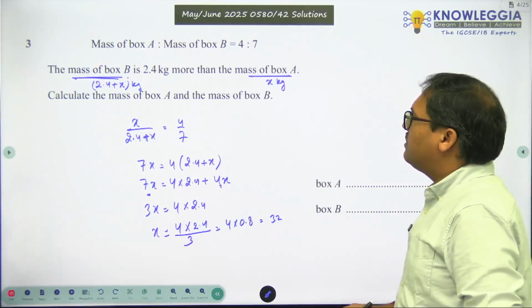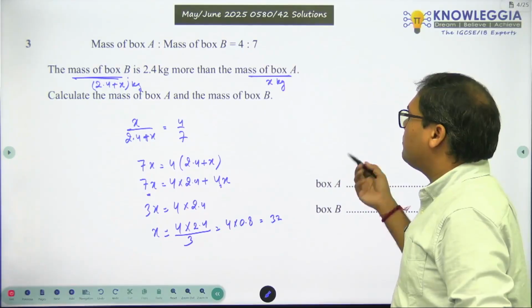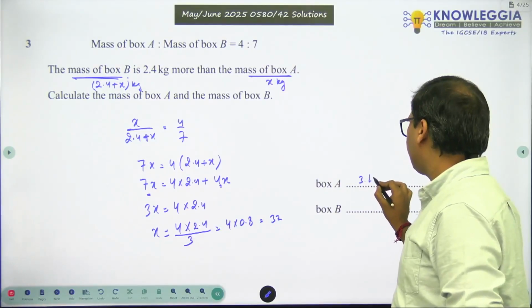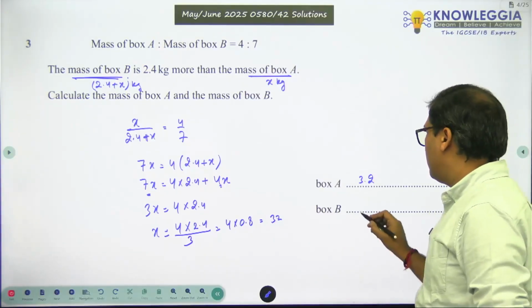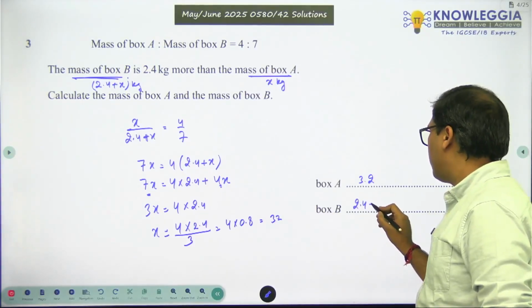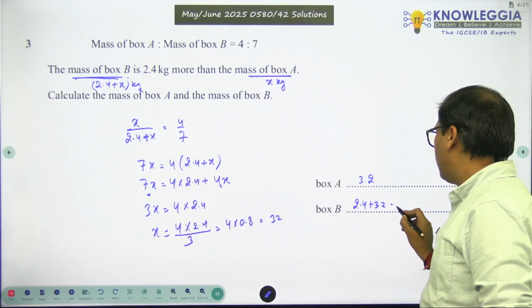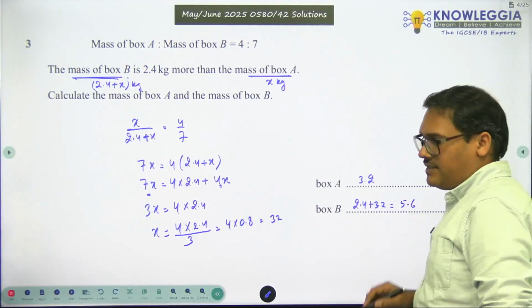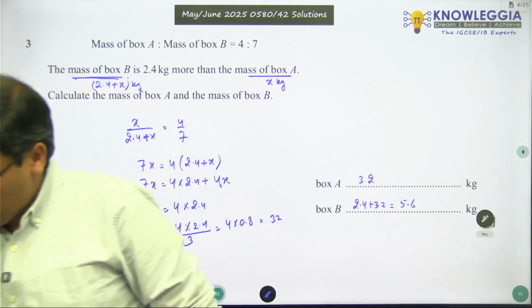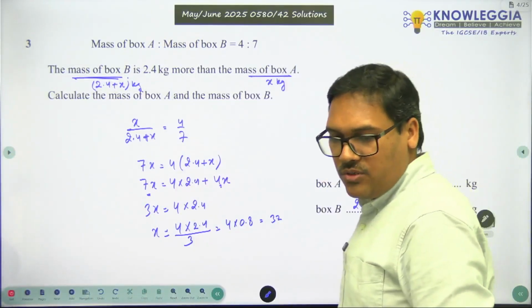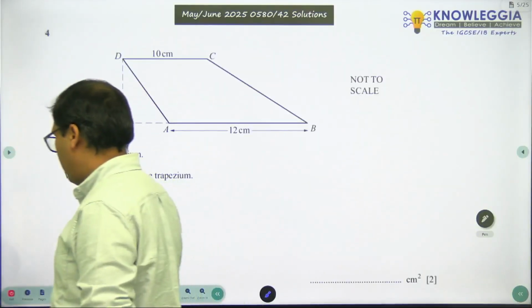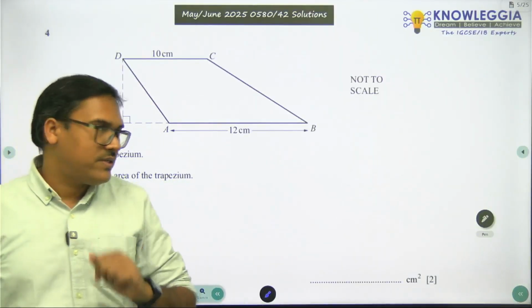So what is the mass of x? That is box A, 3.2 kgs. And what is the mass of B? That is 2.4 plus 3.2, which is 5.6 kgs. So let's see the answer. This is 5.6 and 3.2. Okay. 5.6 and 3.2 kgs is the correct answer. Okay. Now let's move to the next question.